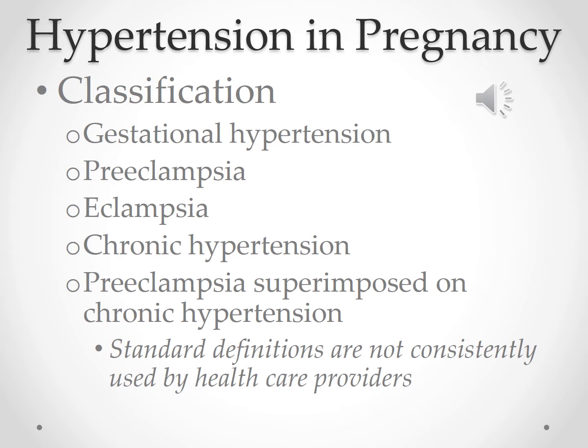Hypertensive disorders of pregnancy are the most common medical complication reported during a pregnancy. Preeclampsia complicates anywhere from 5 to 10% of all pregnancies, and hypertension is a significant contributor to maternal and perinatal morbidity and mortality. Hypertension in pregnancy has been divided into different classes or categories. The ones we're going to talk about: gestational hypertension, preeclampsia, eclampsia, chronic hypertension, and then preeclampsia superimposed on chronic hypertension.